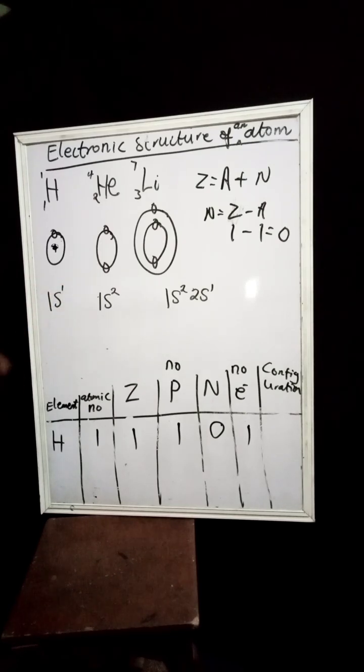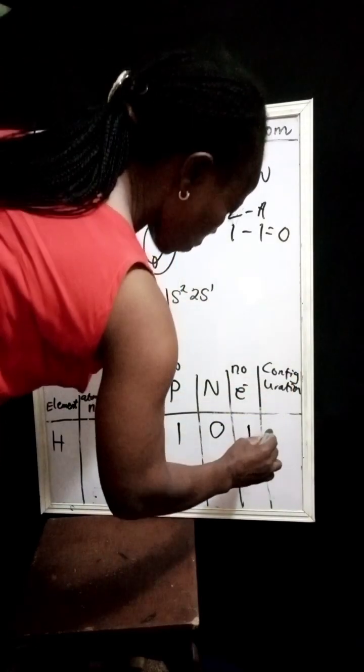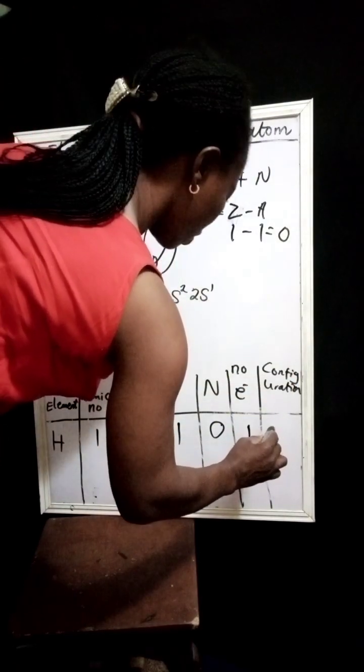The electronic configuration of hydrogen is 1s to the power 1. Remember that an s orbital accommodates only a maximum of 2 electrons. If the orbital gets filled up, we move to the next orbital. Every s orbital accommodates a maximum of 2 electrons, and there is only 1 electron in hydrogen, so its configuration, electronic configuration, is what?